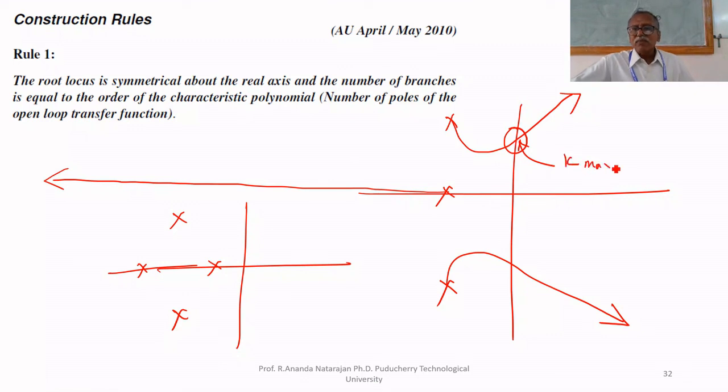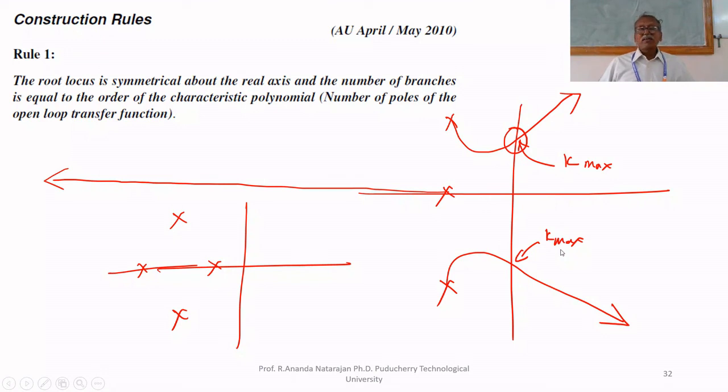That value is called K max. After that it becomes unstable. At this point, if you find the K, that is called K max. After that it becomes unstable. So I can find the maximum value of K so that I can keep the gain of the amplifier within that value.